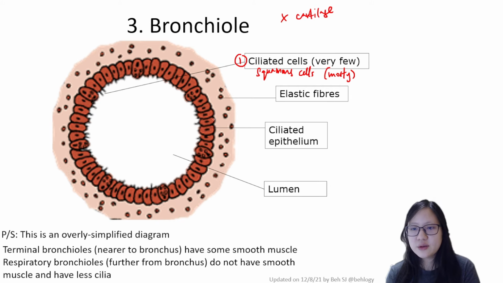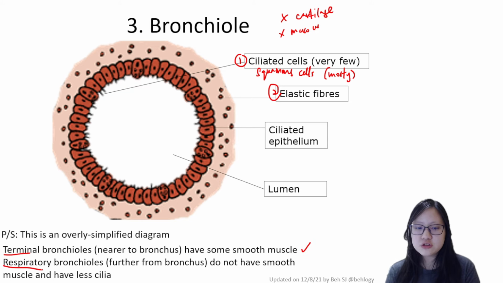Now, right after that, there's no submucosal layer, no goblet cells here, no mucous glands here, just an elastic fiber layer and nothing else, right? No cartilage, no mucus-producing cells, very little cilia. Now, how about smooth muscles? Smooth muscles are present nearer the bronchus, so terminal bronchioles do have them.